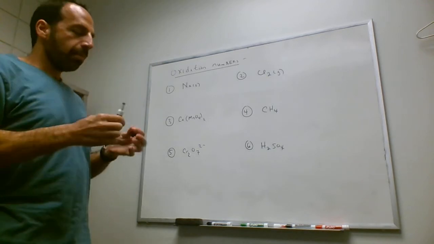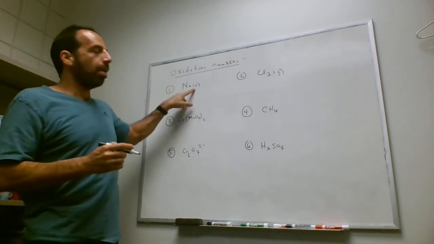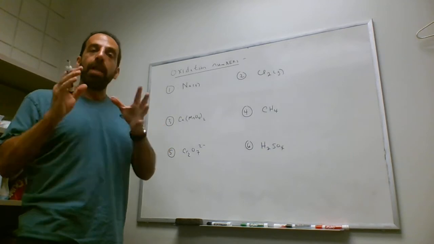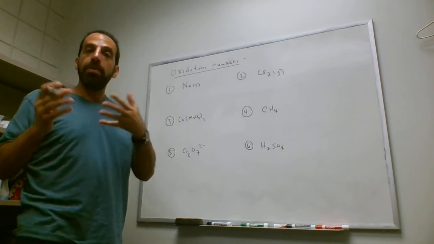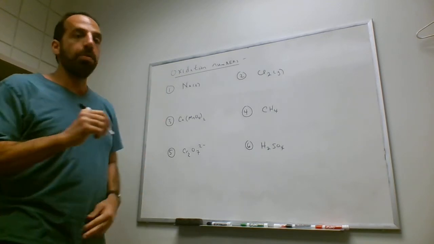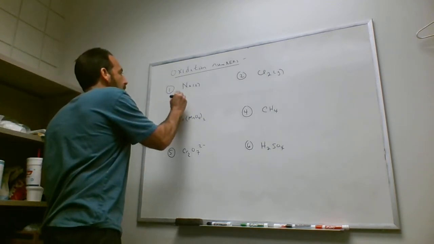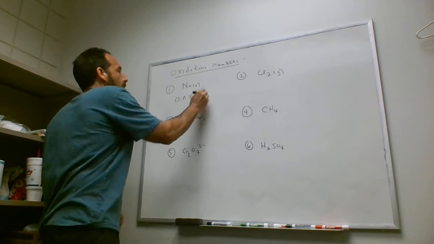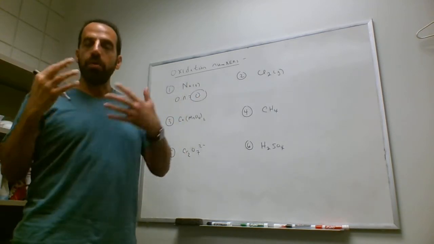So the first one is Na solid. So this is sodium solid. Remember, elements in their standard state, or elemental states, natural states, wherever the case may be, their oxidation numbers are always going to be 0. So this one is 0. So in their natural states, it's going to be 0.